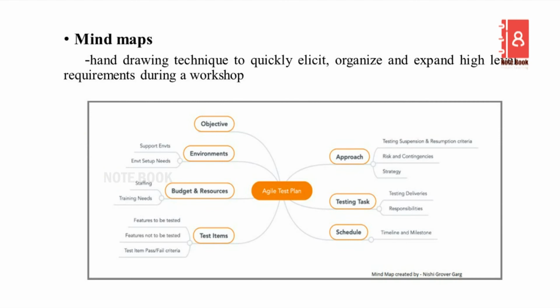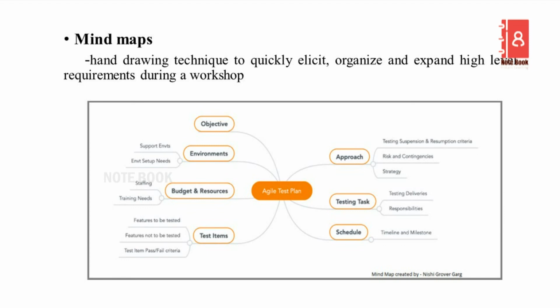So what are mind maps? A mind map is a diagram which is used to visually organize information. Mind maps can also be drawn by hand, either as notes during a lecture, meeting, or planning session. It is considered to be a type of spider diagram. So mind maps are another agile oriented hand drawing technique to quickly elicit, organize, and expand the high level requirements during a workshop. The mind map picture is given below.